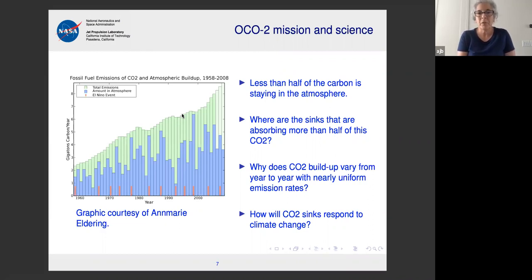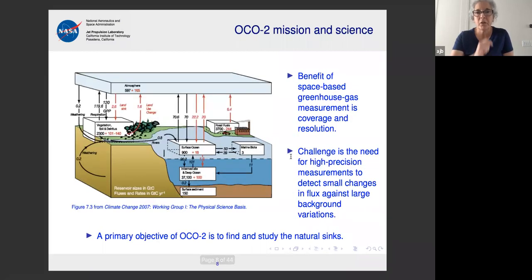So these are some of the questions that we have about CO2. How will climate change affect the rate of uptake, and how will anthropogenic emissions affect the injection of more carbon into the atmosphere, and how will all that interact with the climate system. So let me move here. Here's another picture of what's going on there.